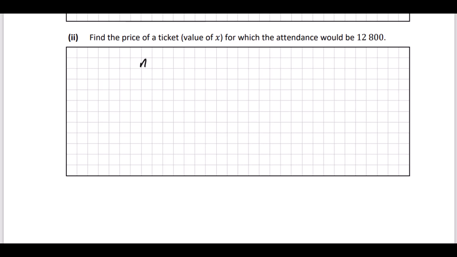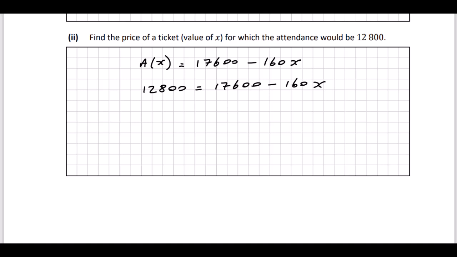Again, we have the attendance, A of x, is equal to 17,600 minus 160x. We're given the attendance now, so we're told the left hand side is 12,800. We've got 17,600 minus 160x. All we've got to do is find the price, find out what x is.